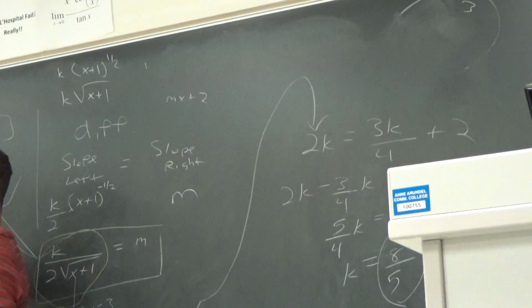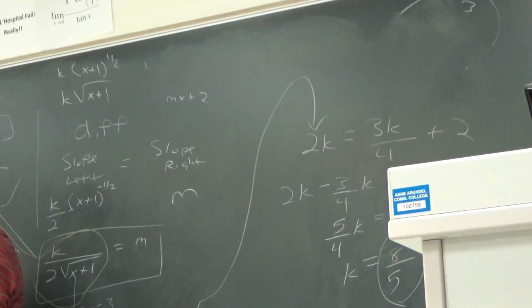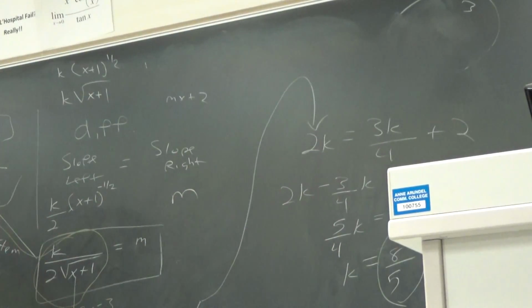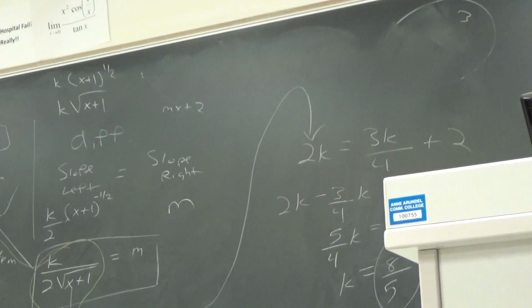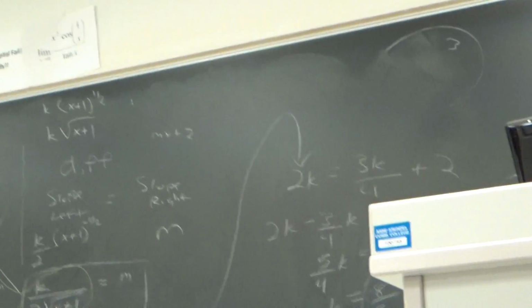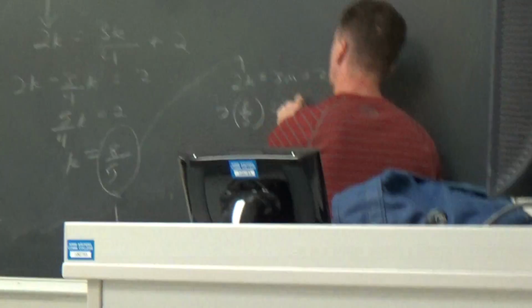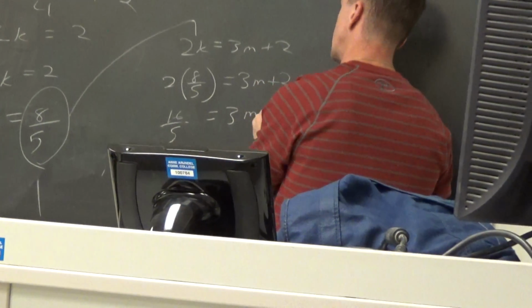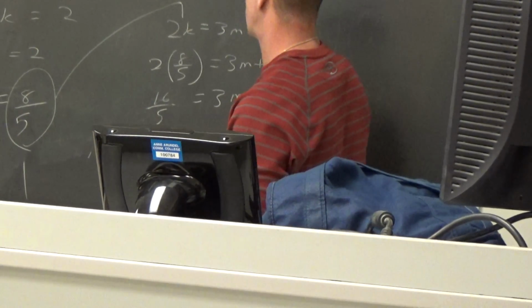You might use it here. Look at that one. You got 2k equals 3m plus 2. You can use that one. Anything you found easy to solve for your m on the board. I like this one. So 2k equals 3m plus 2. Now we know what k is. We can just put it right in there and get that m. So 2k equals 3m plus 2. 16/5. All right, what's 16/5 minus 2? 6/5.